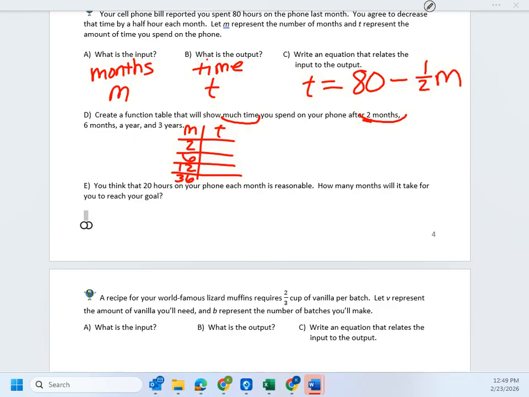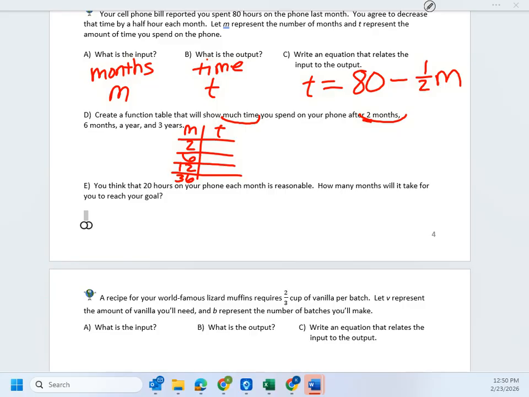So, you've got your rule. Now you know 20 hours, which is that going to be, your months or your time? Okay, so 20 hours on your phone each month is reasonable. How many months will it take you to reach your goal? Your goal is 80 hours. So how many months? We need to know months. So if we want to reach 80 for our months, right?